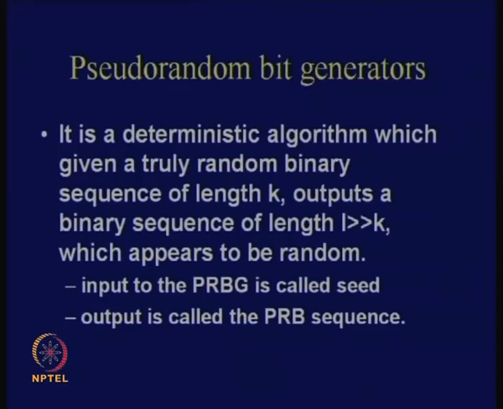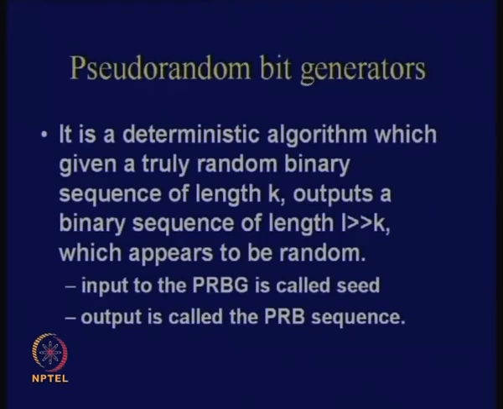Suppose ideally you use a true random bit generator, and from there you obtain a small k bit true random value. Now using that you try to generate a very large number of pseudorandom bits. The reason being, as I told you, that a true random generator is expensive and also inefficient. So I will use it for generating small sequences, and then I will extend this true random generator's output by a deterministic algorithm to give me a larger sequence which looks random, which appears to be random.